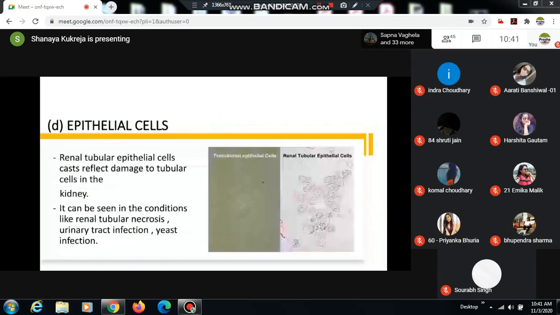The last is epithelial cells. Renal tubular epithelial cell cast reflects damage. It can be seen in conditions like renal tubular necrosis, urinary tract infections, and yeast infections.